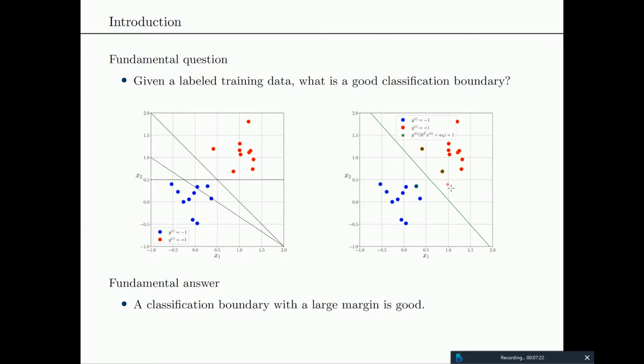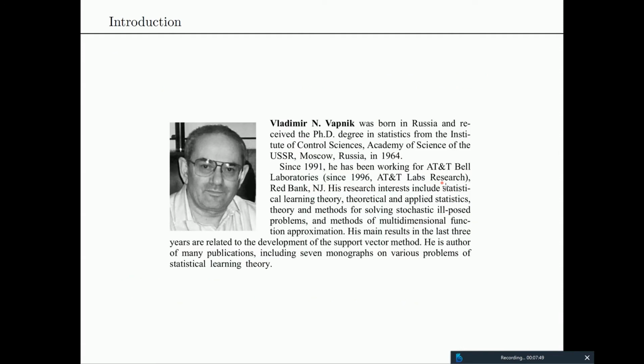You can, of course, ask, and you should ask why, if you are a scientist and not just a data analyst, why this is a good thing. And then, like I said, the answer is in statistical learning theory, so study that. But today we will focus on actually getting such a large margin classification boundary from training data. All of this is based on work by Vladimir Vapnik. So he started this whole thing in the 60s.